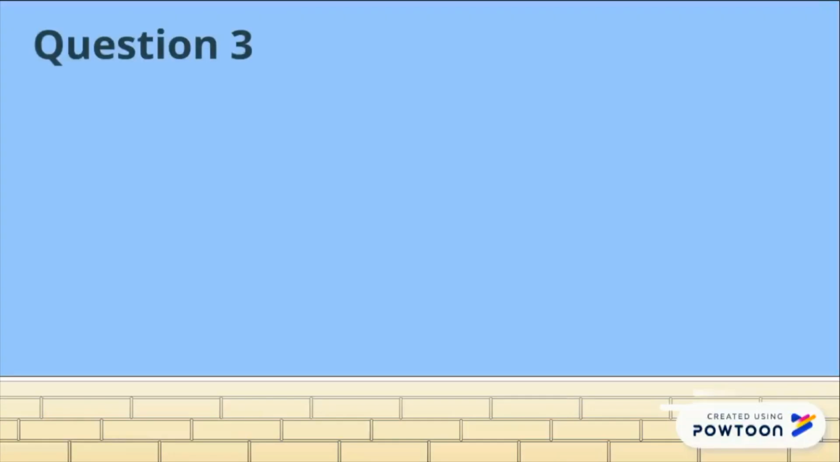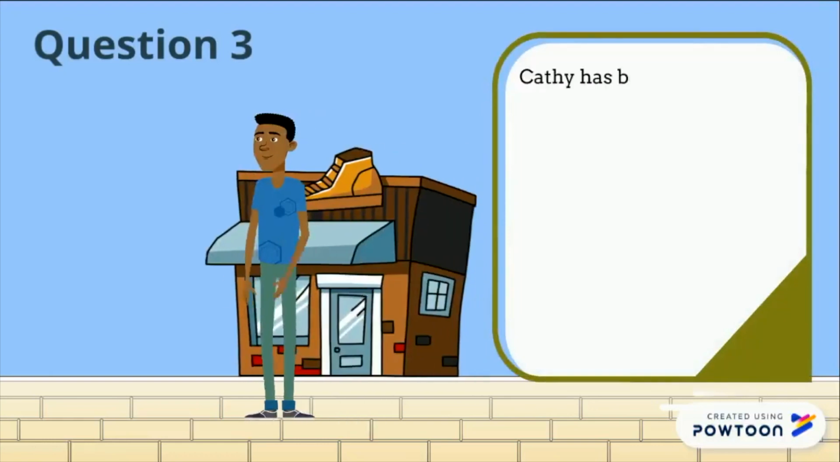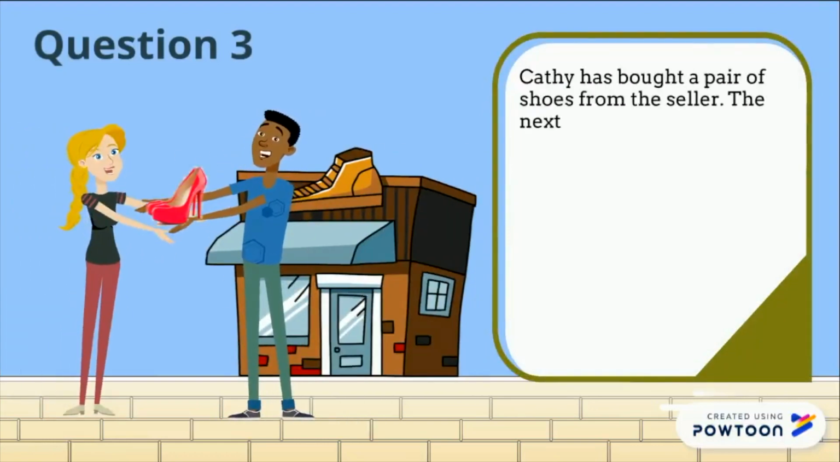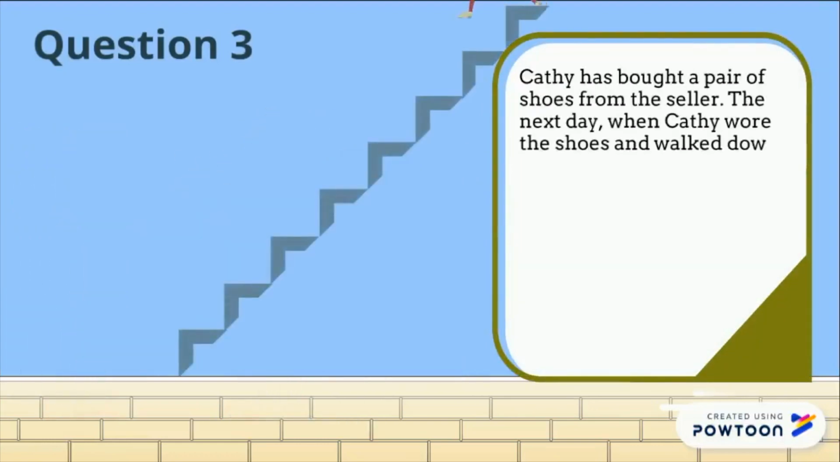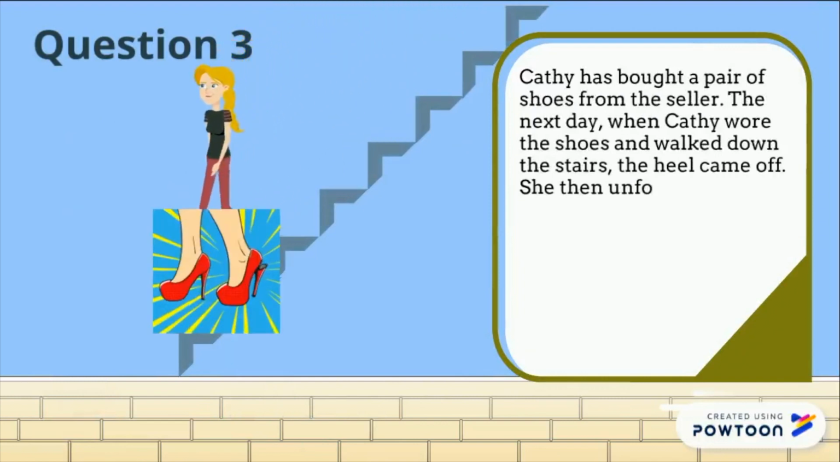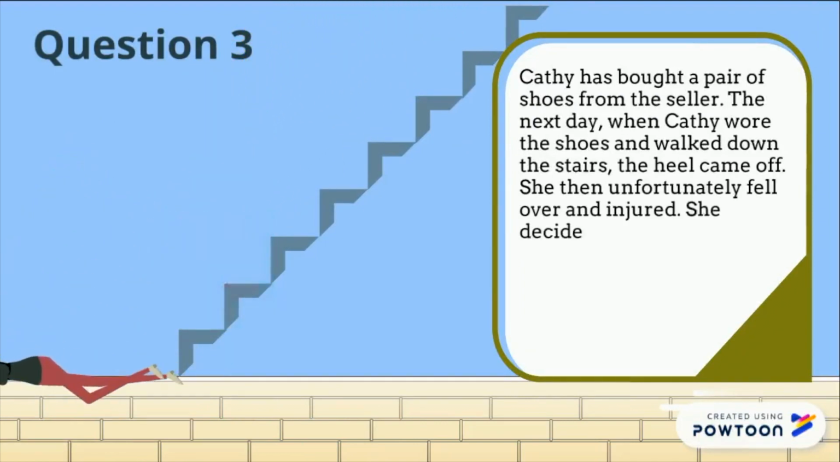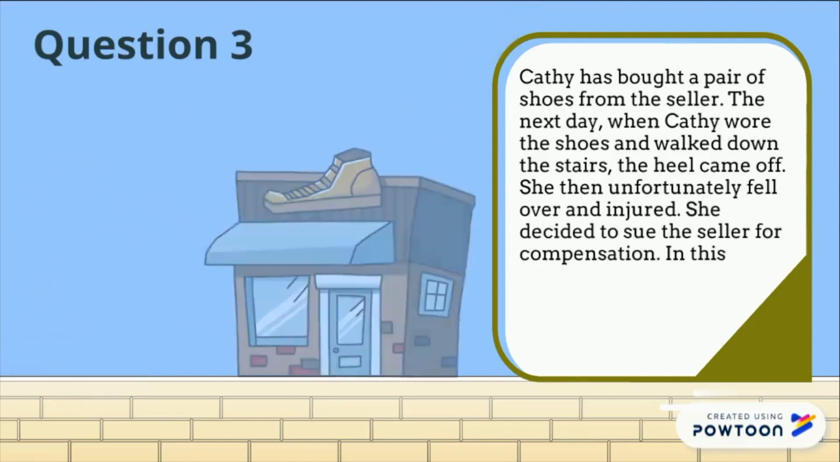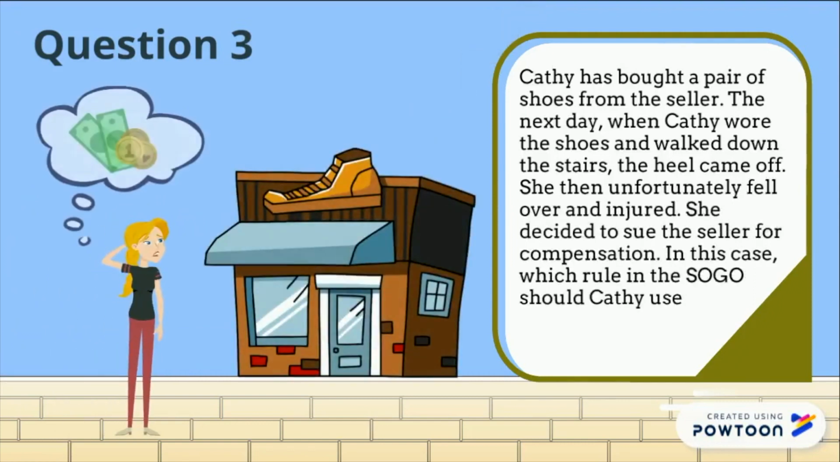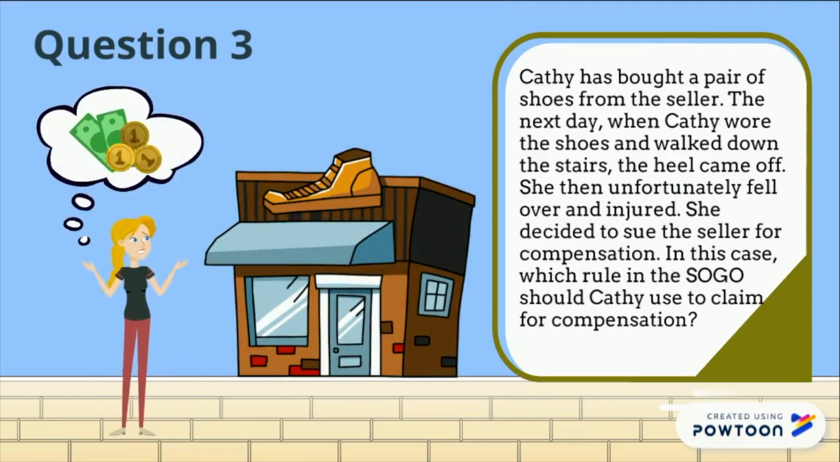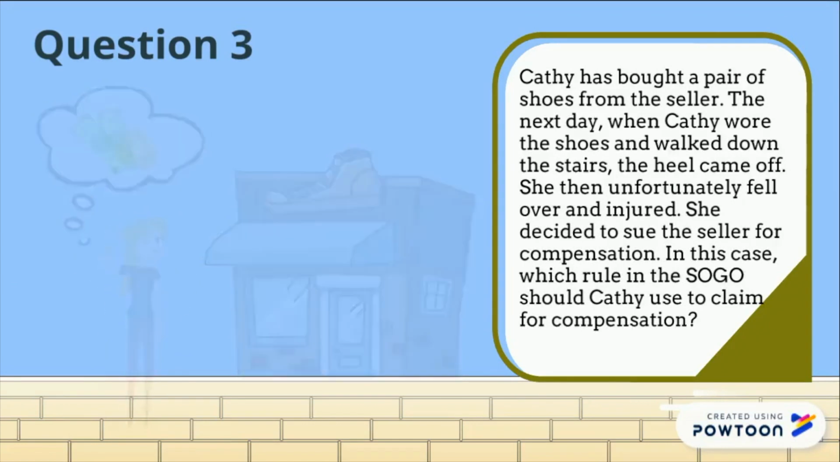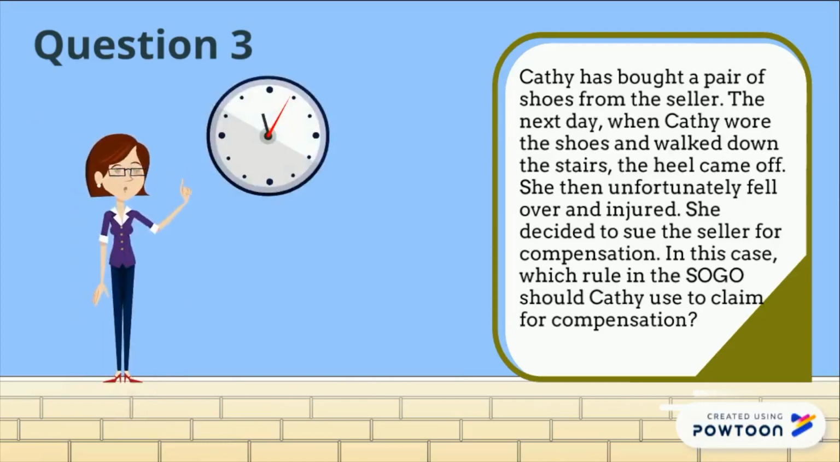Here comes the third question. Kathy has bought a pair of shoes from the seller. The next day, when Kathy wore the shoes and walked down the stairs, the heel came off. She then unfortunately fell over and was injured. She decided to sue the seller for compensation. In this case, which rule in the SOGO should Kathy use to claim for compensation? You now have 10 seconds to think of the answer.